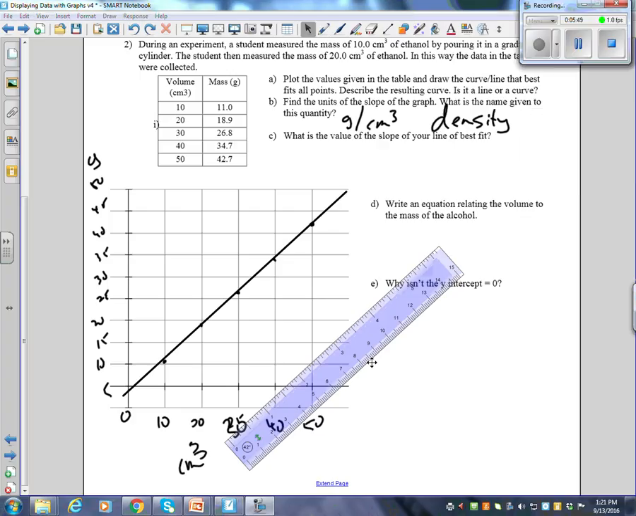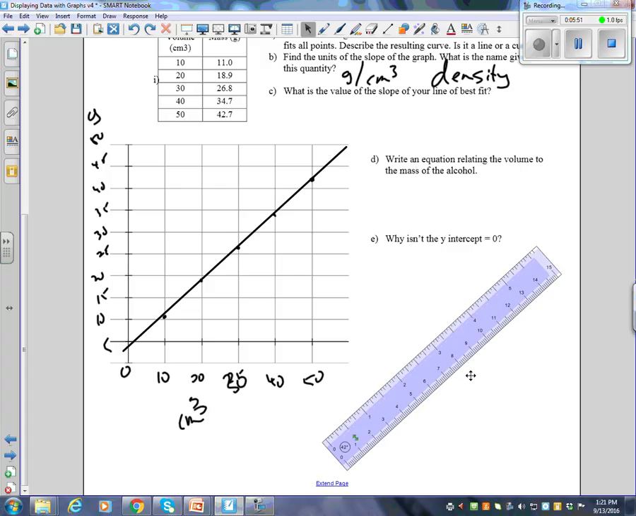Okay, what is the value of the slope of the line of best fit? Are you going to get exactly the same value as me? No, you're going to get slightly different.